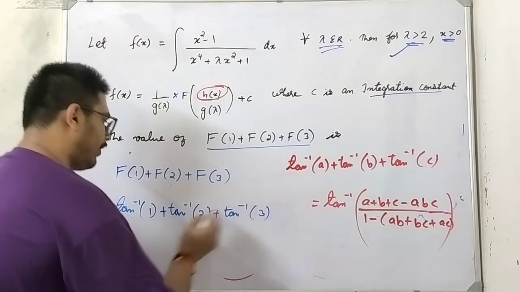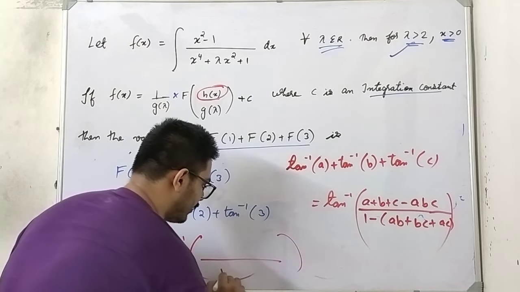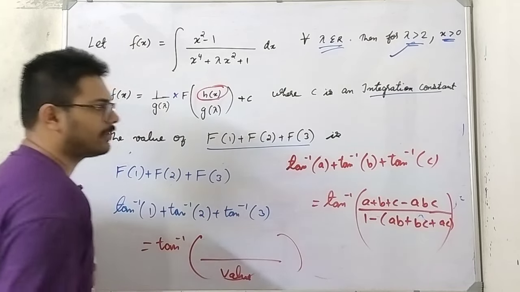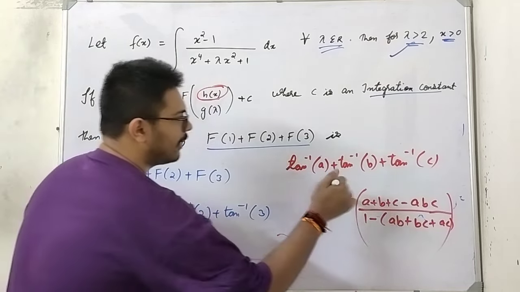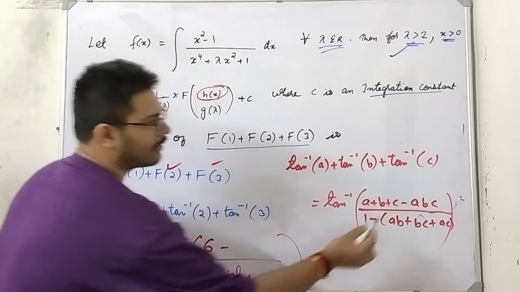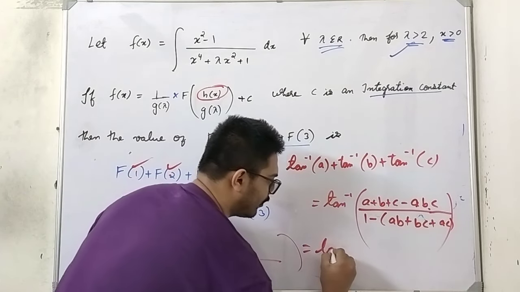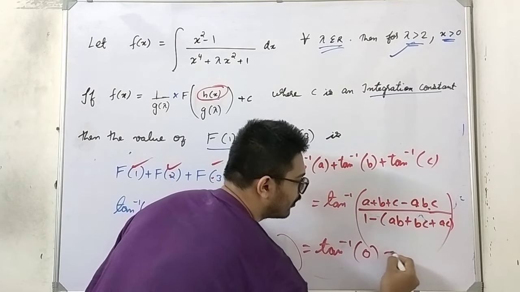Now I am only simplifying the denominator. What is a plus b plus c? Just add these values: 1 plus 2 plus 3 is 6. Minus abc, which is 1 into 2 into 3, is 6. It will be tan inverse of 6 minus 6 is 0. So our answer will be 0.